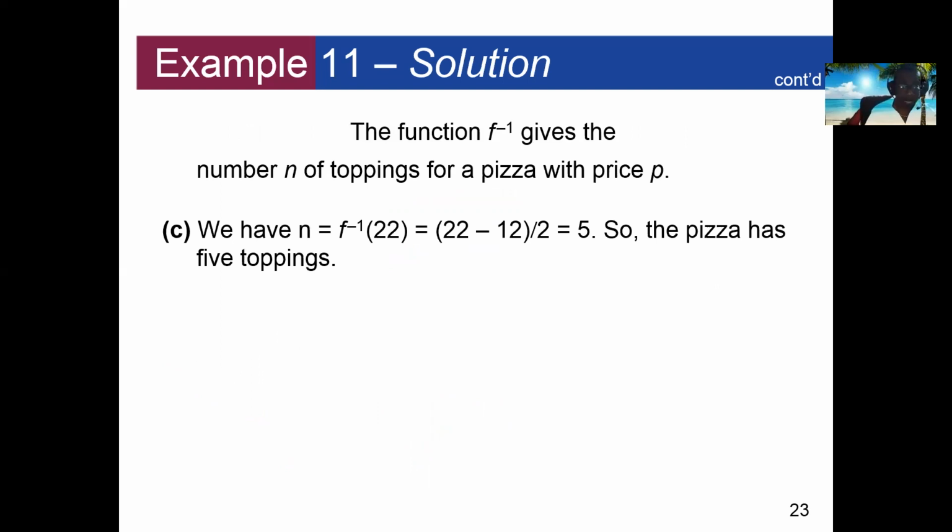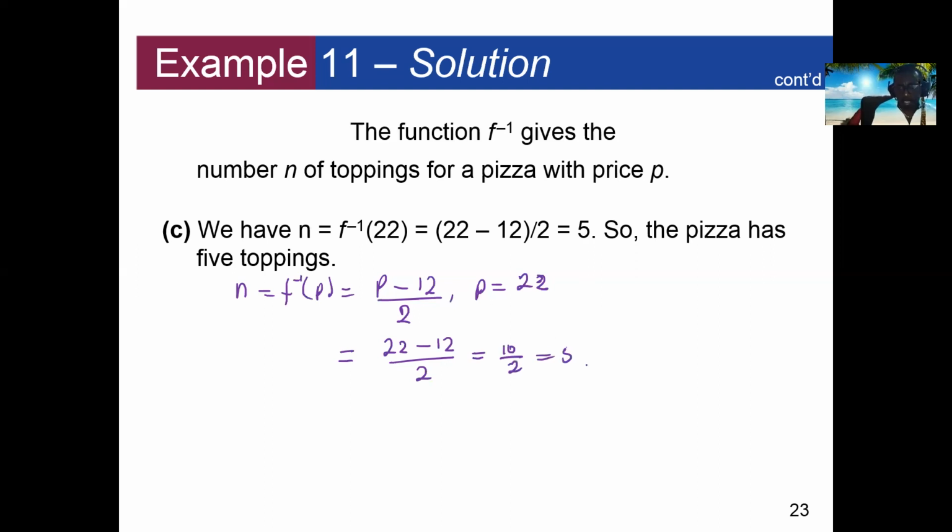Now, part C says that if somebody bought a pizza costing $22, how many additional toppings does it have? We know that n is a function of the P, which is P minus 12 divided by 2. Now here they give us the price, $22. So we substitute the 22 for P, and that gives us 22 minus 12 divided by 2. And you get 10 divided by 2, which is 5. So it means that there are 5 toppings.